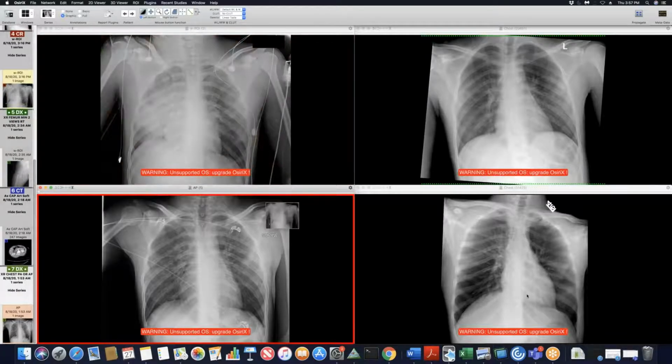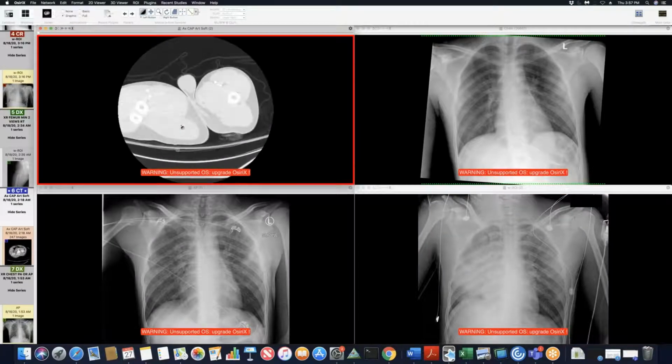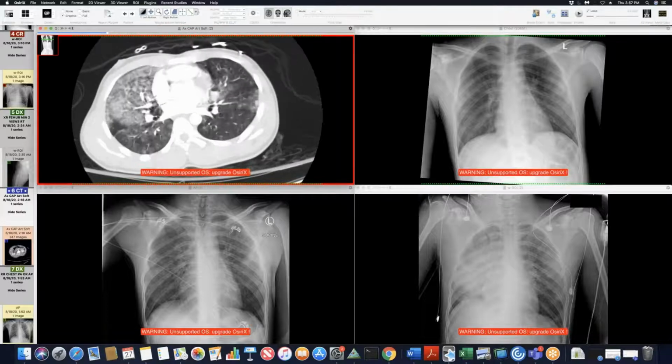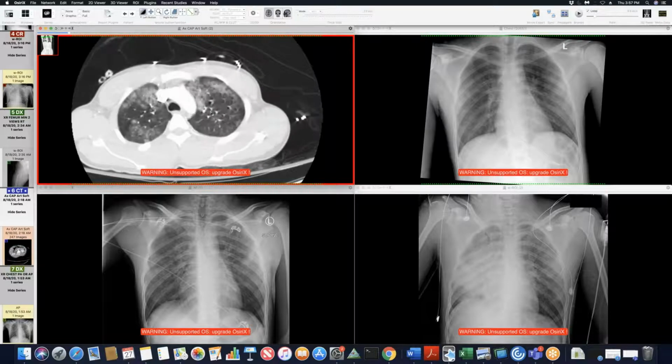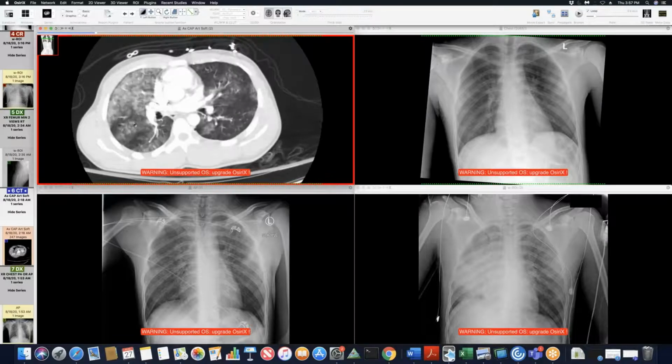Then this one on the bottom right got significantly worse within 2 hours later, and I'm not sure if they manipulated him or something in the trauma bay. So this one on the bottom right is only 2 hours later, and then this is the CT of the chest at the same time as this radiograph. So to me, I didn't think this was aspiration, and I didn't see any rib fractures anywhere here to cause such a diffuse.